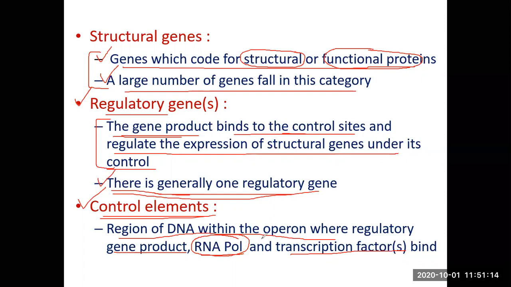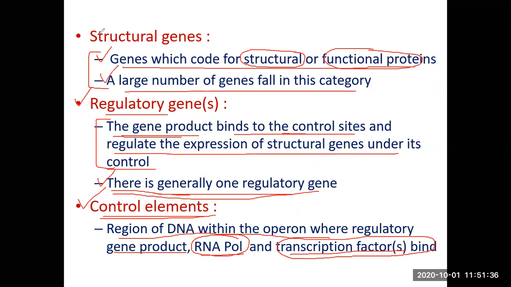In some cases RNA polymerase by itself cannot start transcription. It requires the help of a few additional proteins which are called transcription factors. They can go and bind. So those sites are called control sites, and those elements are called control elements.